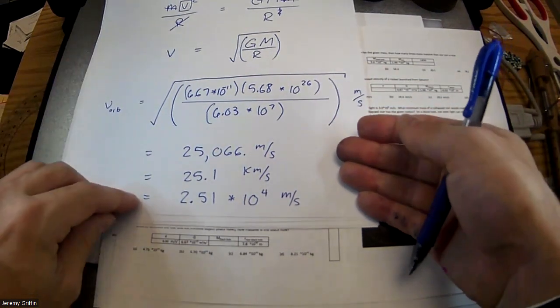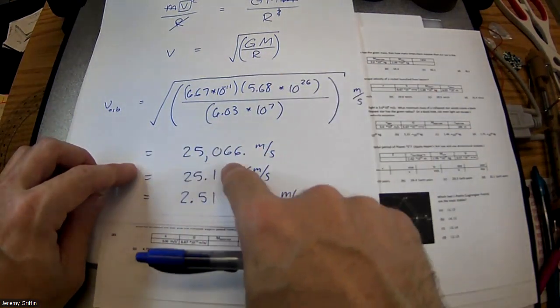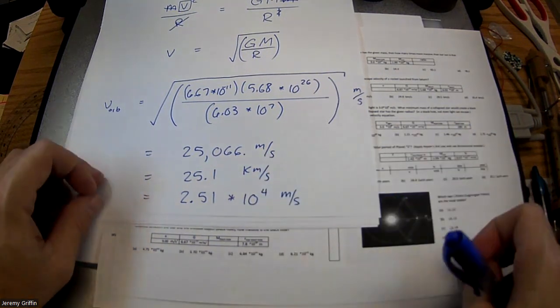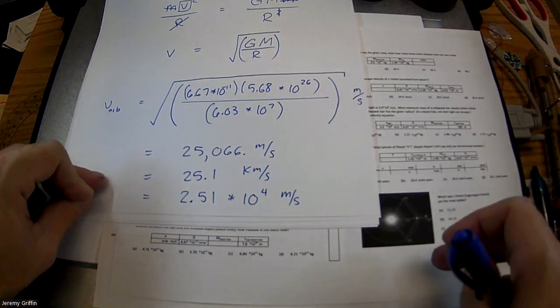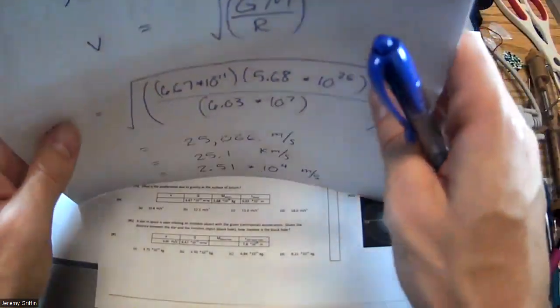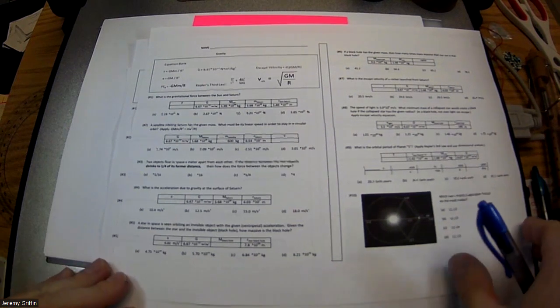You guys remember for Earth, the orbital speed was about 8,000 meters per second. And for Saturn, it looks like it has to go more than 3 times as fast. You guys see that? Okay. Because Saturn is so massive. It's a huge planet, second biggest planet in our solar system. All right, guys good?